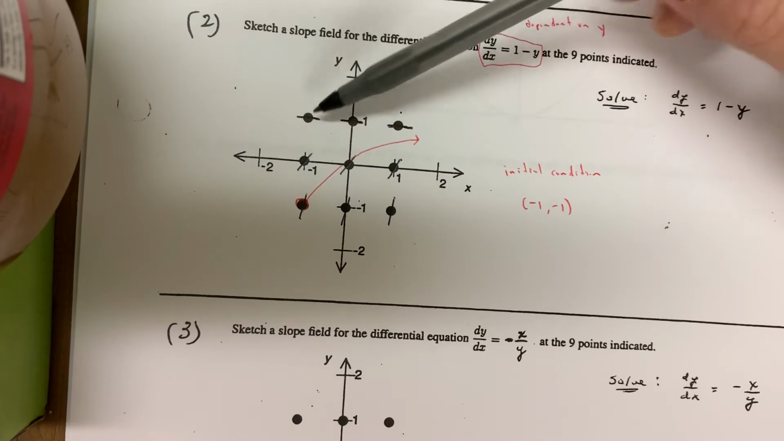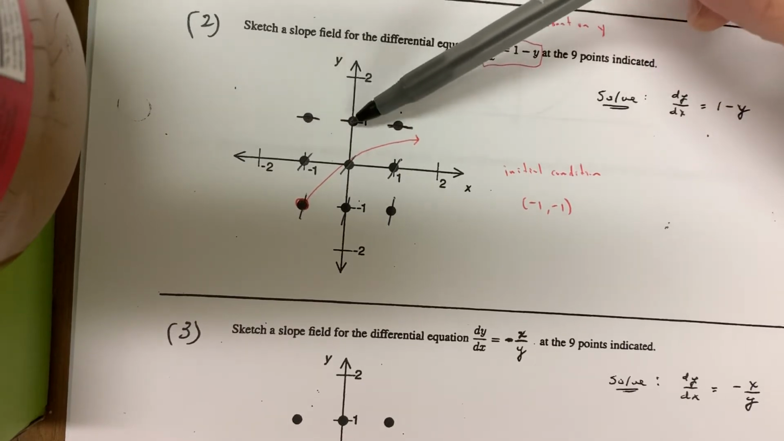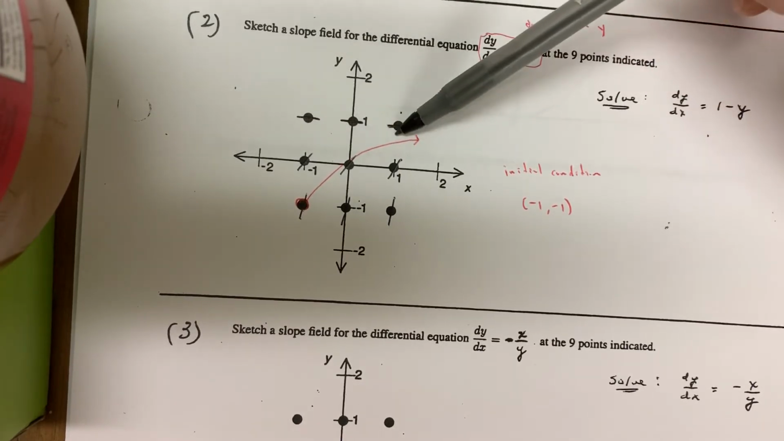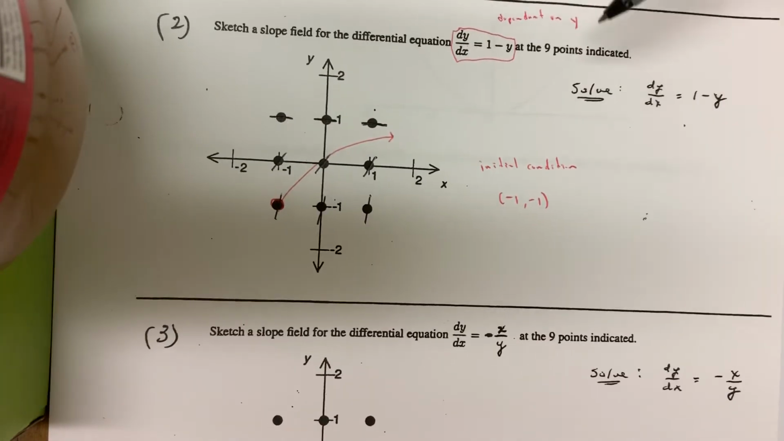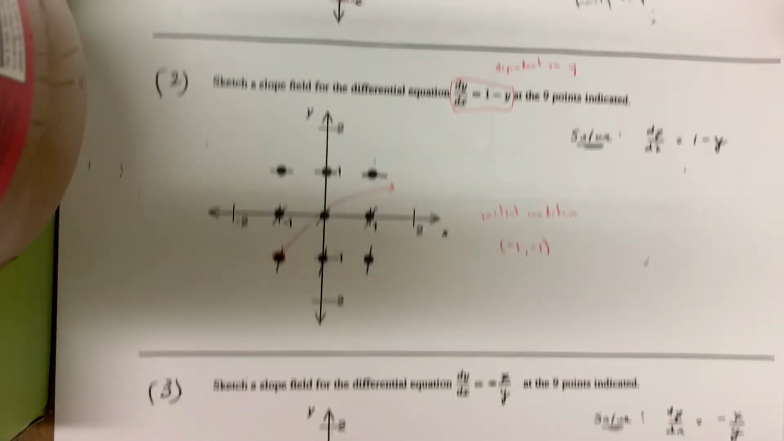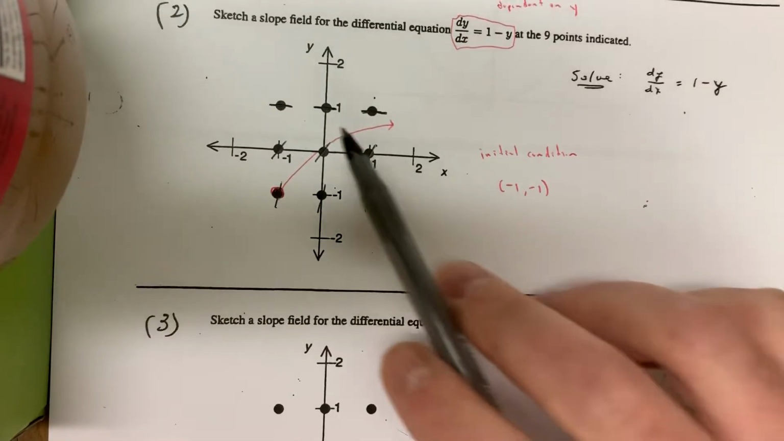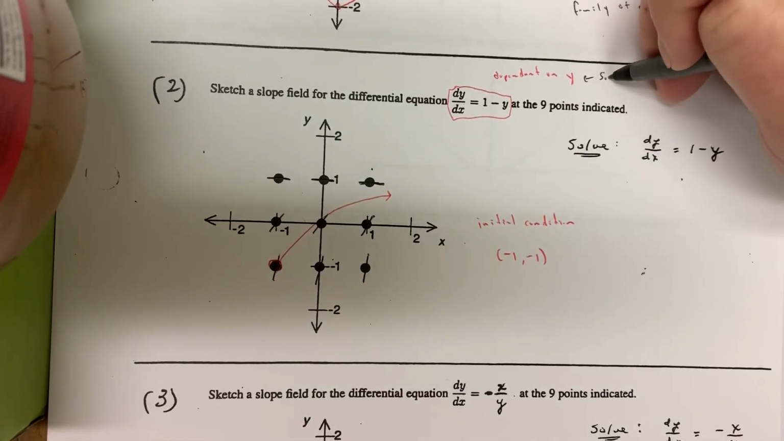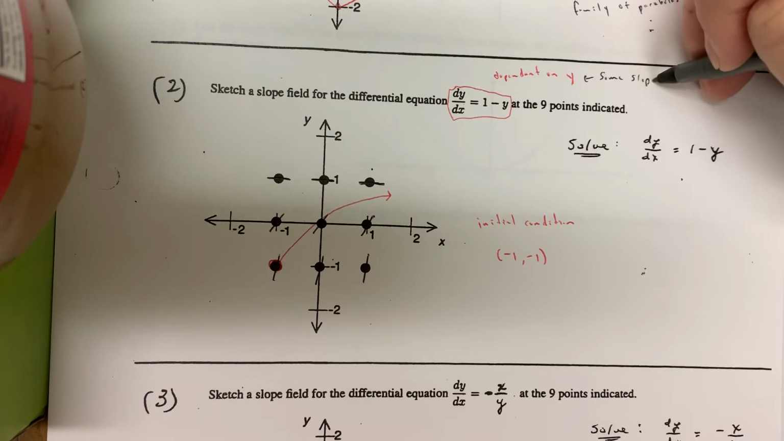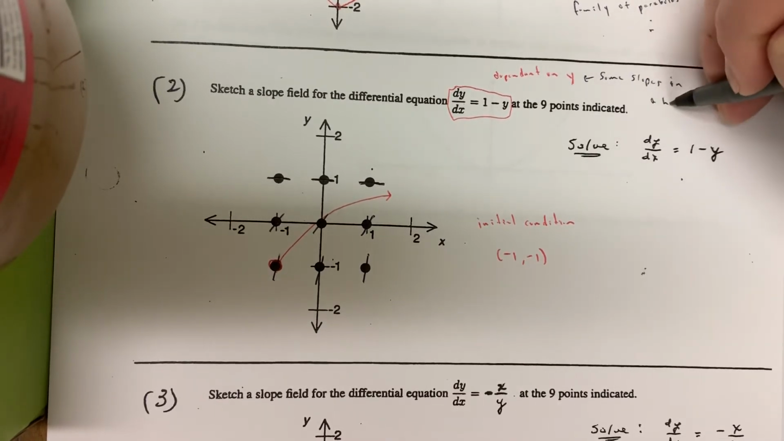If you actually move in a horizontal line, you're changing x values, you could see the slopes remain the same. So I don't care if you change x values, the slopes don't change, because this thing is not dependent upon x, it's dependent upon y. So remember, dependent upon x is the same slopes in a vertical line. If you see the same slopes in a horizontal line, that means that you're dependent upon y.